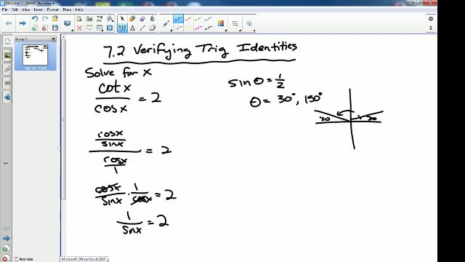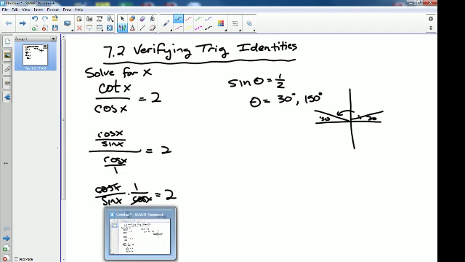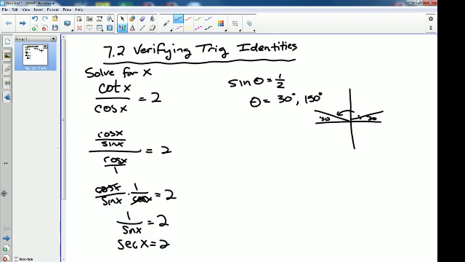Here? Okay. Yeah, okay. Secant x equals 2. Do you know where that happens? On the unit circle? Oh, sorry. Oh, it's cosecant. Somebody said secant, so I went with it. Pay attention. I know, thank you. It's cosecant.